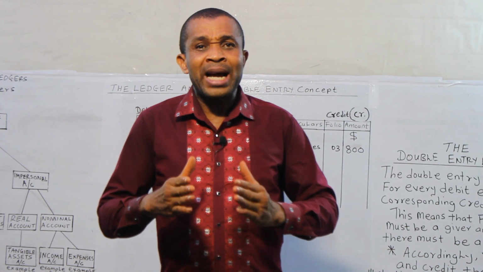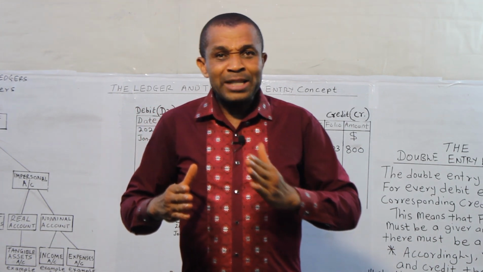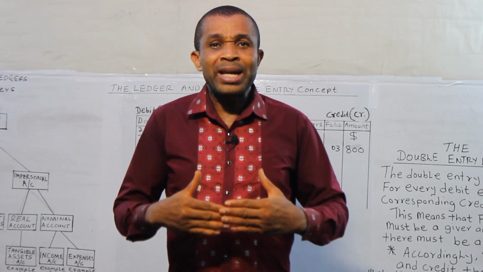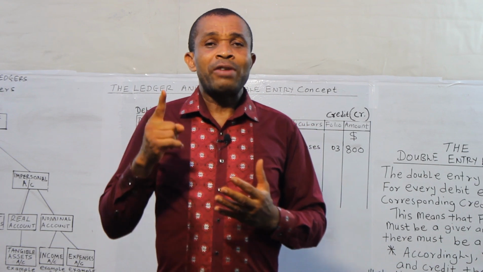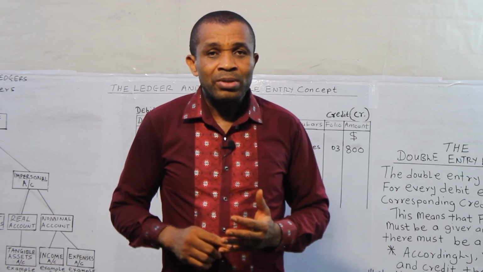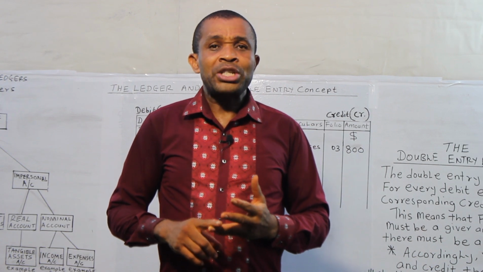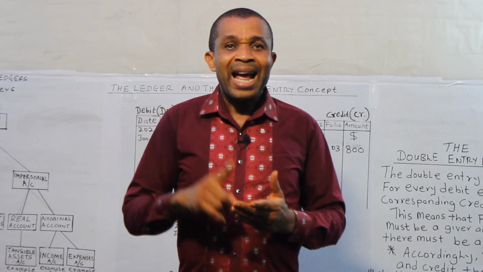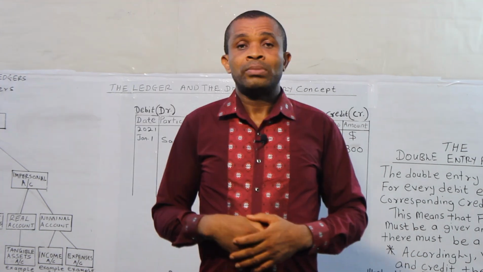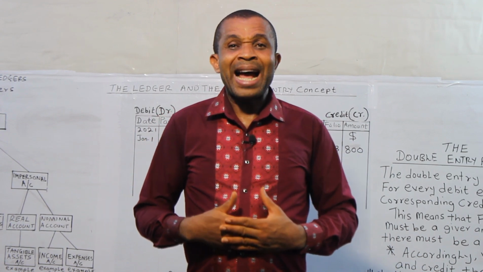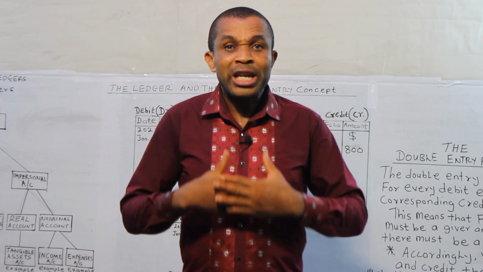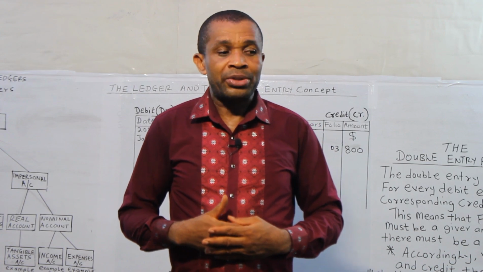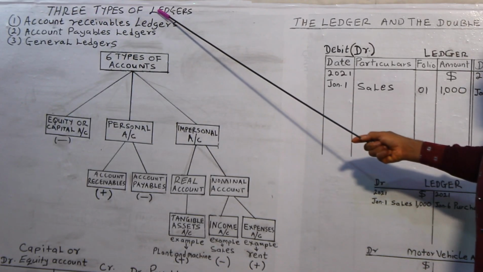So we have said that the nominal accounts are divided into two: the expenses side and the income side. So when we count the number of accounts that we have mentioned now, we have mentioned the expenses account, the income account, the equity accounts, and the asset accounts under the real account. Let's take a look at a diagram that will give more explanation to these 6 types of accounts I have just mentioned.